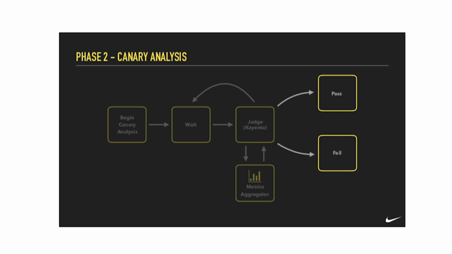At the end of this process, we make one last judgment and produce a pass or fail result. This can then be reacted downstream, whether that's automatically rolling forward with your new application version, or rolling back, or even stopping and allowing for some sort of manual user decision.